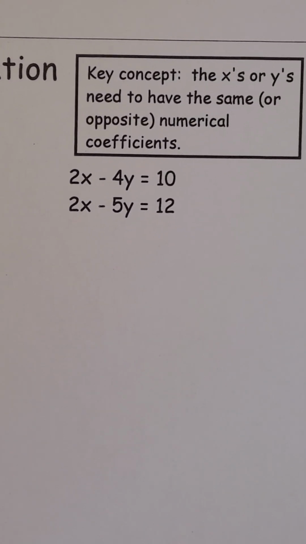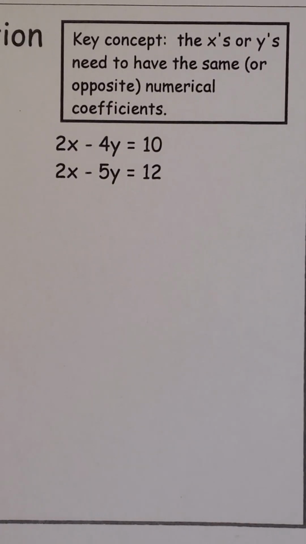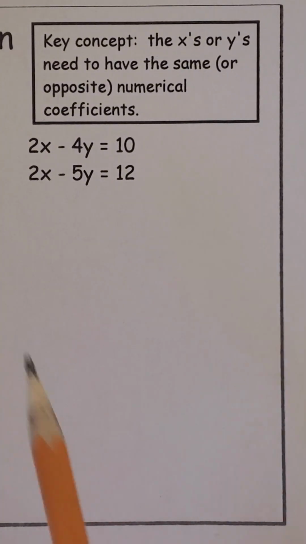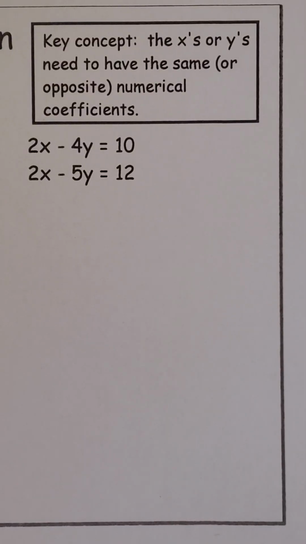Second one, and there's the little hint over there, just trying to make sure this lines up. So here now we have our x's. We're going to eliminate x's because both of the coefficients are 2.